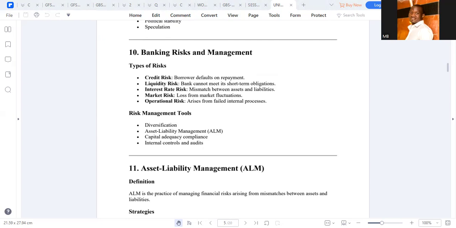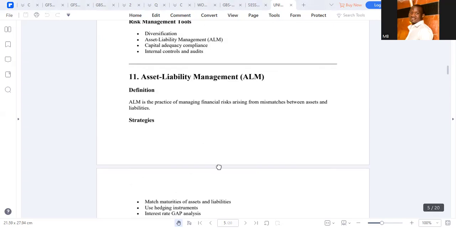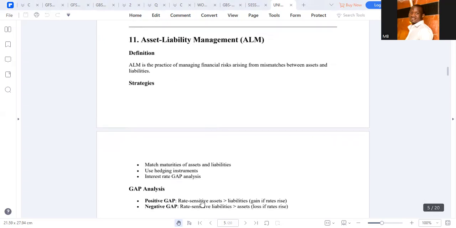So what is asset liability management and what is involved in it? By definition, asset liability management is simply a strategic framework for managing interest rates, liquidity, and capital adequacy by aligning assets and liabilities in terms of maturity. There are strategies that we use.